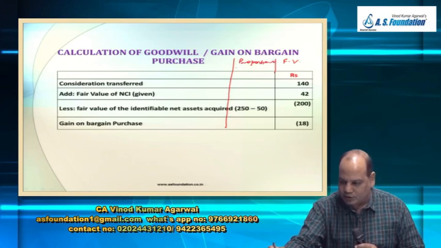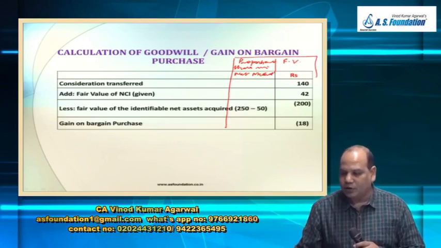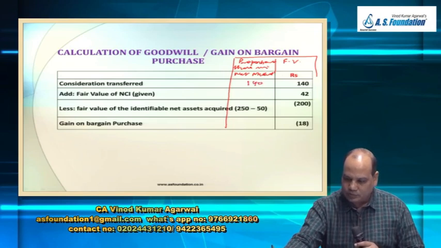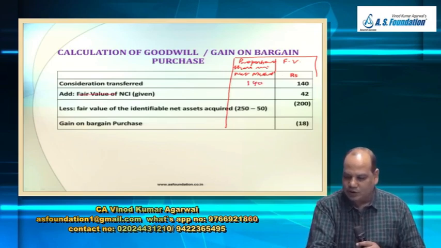Proportionate share in net asset and fair value method. Okay, so that will save your time. First, point A, write down consideration transferred, 140. Point B, write down NCI.